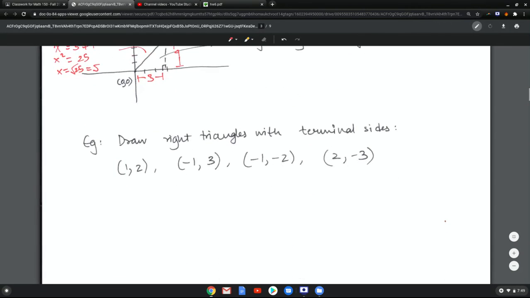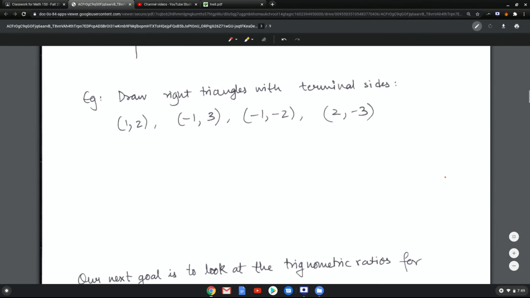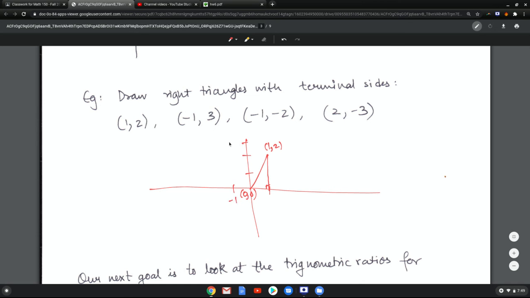In this example, you can pause and try this. Draw the right triangle with the given terminal sides. So I draw the axes. That's my origin, (0, 0). The first one is (1, 2). There's my right triangle for (1, 2). Next, (negative 1, 3). That's my right triangle there, for (negative 1, 3).